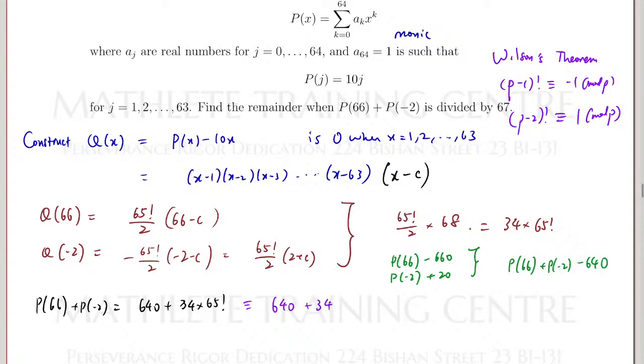Okay, so this is what we have. Now, 640, you can think of it as negative 30, because 670 is a multiple of 67, right? So together, this is 4 mod 67. Finish.